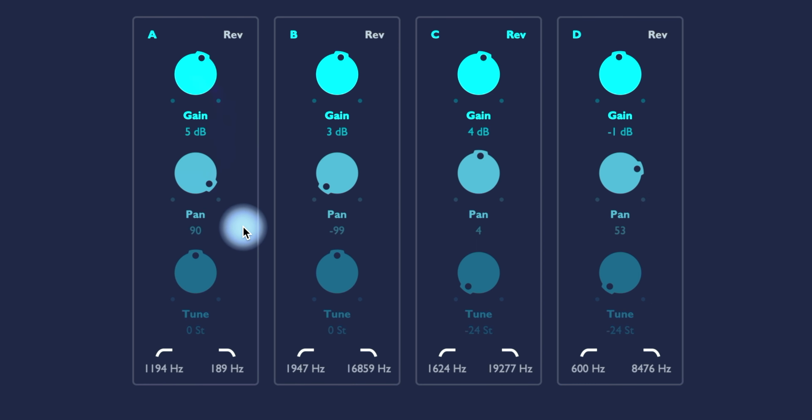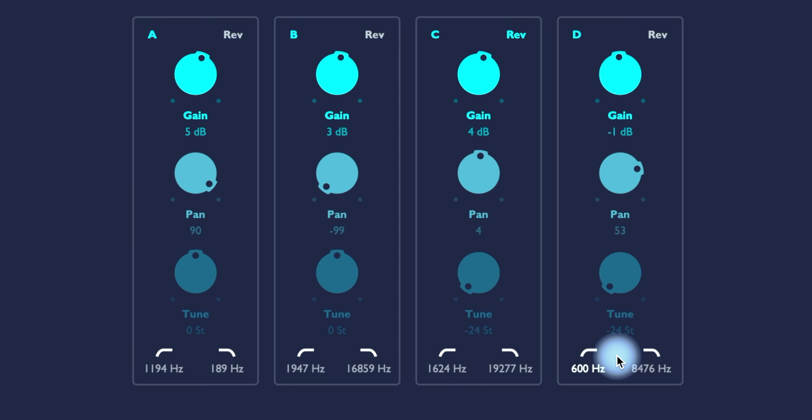So you have layer A, B, C, and D, and every single one of these layers has a gain knob, a panning knob, a tuning knob, so you can change the pitch of the sound, and a high pass and a low pass filter for each individual layer, which is going to allow you to blend those layers together in a way that's not going to clash with each other. And it's going to help you really do some really dope sound designs and create some really cool presets.